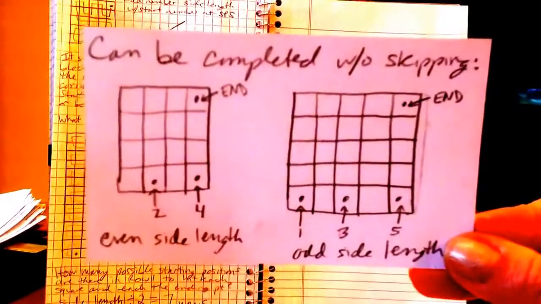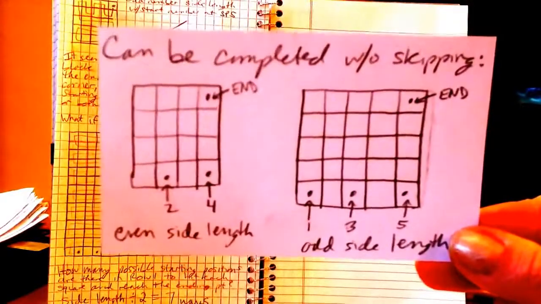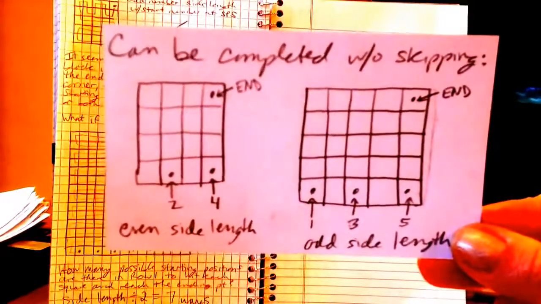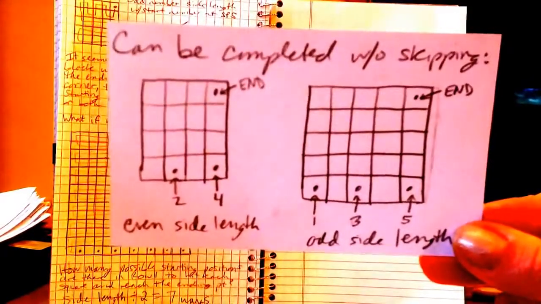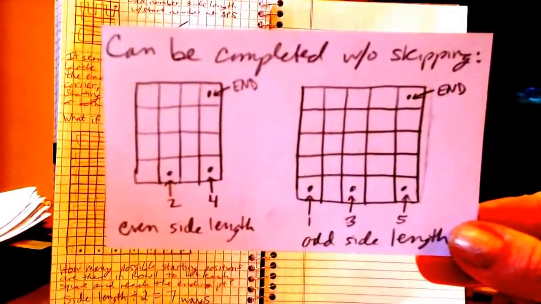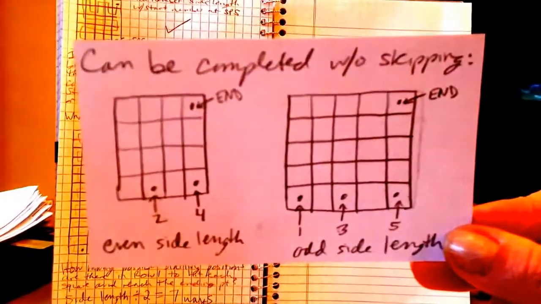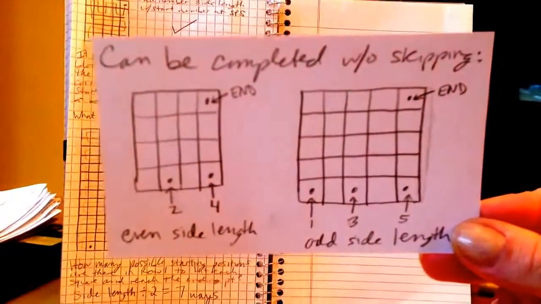So with that part of my math investigation, I noticed that when the squares were an even side length and the starting position was in an even space, 2 and 4, I was able to go from start to finish without skipping any cells. In the odd number side length, if the starting point was at 1, 3, or 5, I was able to get from start to finish without skipping a cell also.